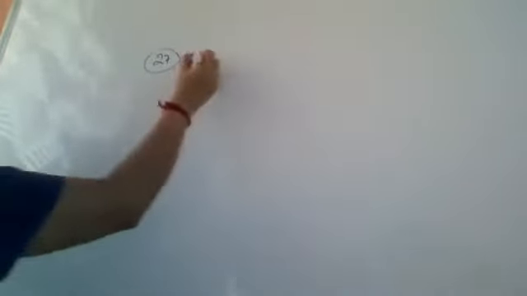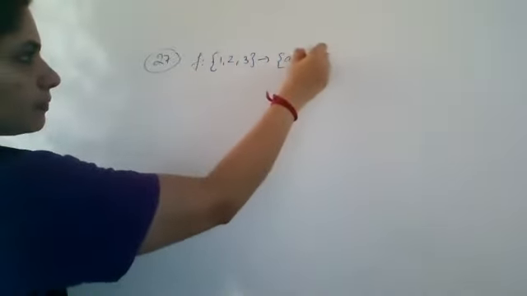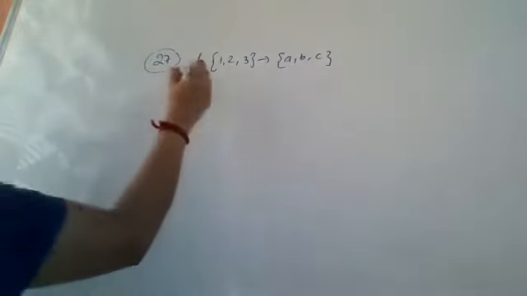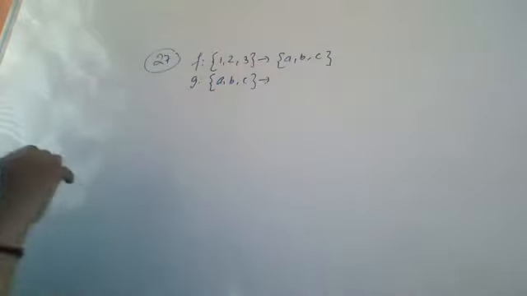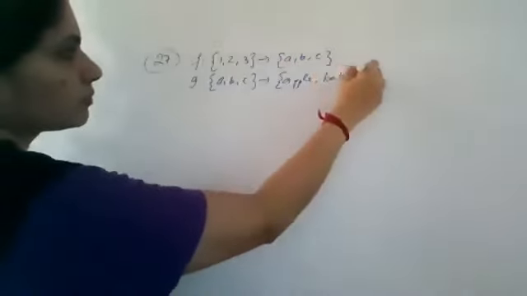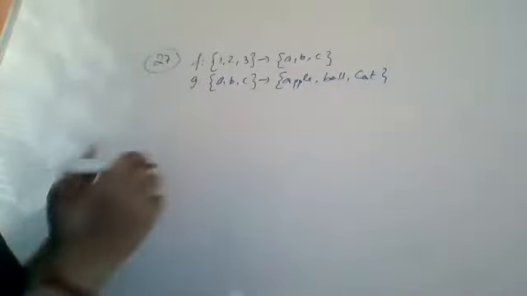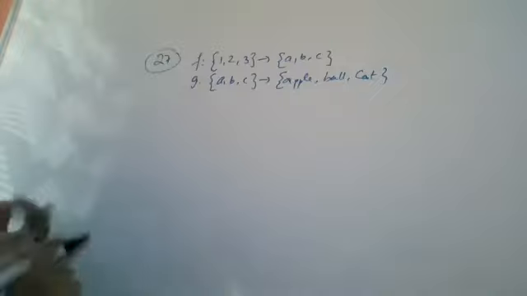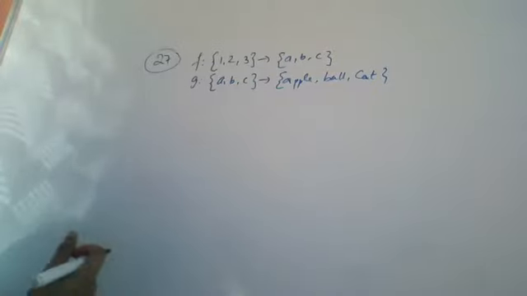27th problem is: consider f from the set {1, 2, 3} to {A, B, C}, and g from {A, B, C} to {apple, ball, cat}. So these are the elements written. What we are planning to do is find out f inverse, g inverse and (g composition f) the whole inverse. We need all three, and there is a formula for (g composition f) inverse, which you will get from this problem. Okay.